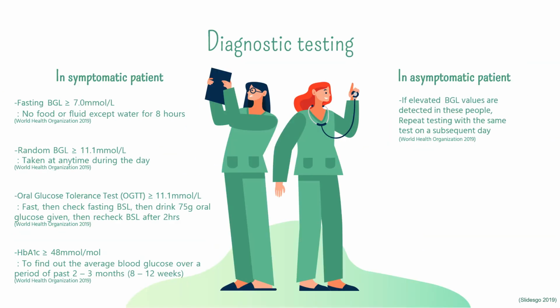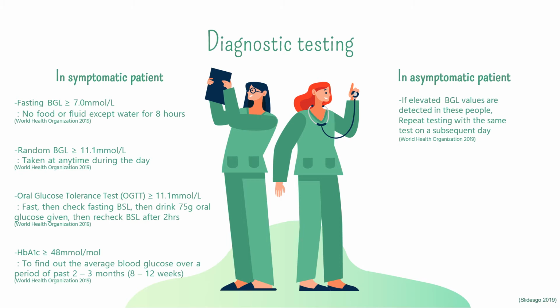Diagnostic tests for diabetes are currently recommended in symptomatic patients. First, fasting blood glucose check. Patients cannot take in food or fluid except water for 8 hours. If the fasting glucose is greater than or equal to 7 millimole per liter, it's considered diabetes. Second, random blood glucose check. This can be taken at any time during the day. If random glucose is greater than or equal to 11.1 millimole per liter, it's considered diabetes.